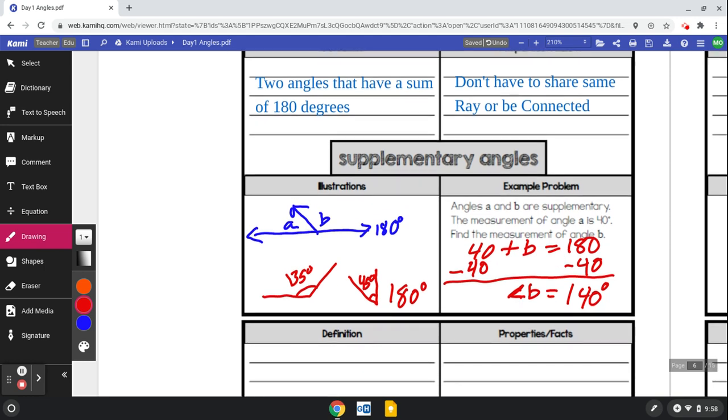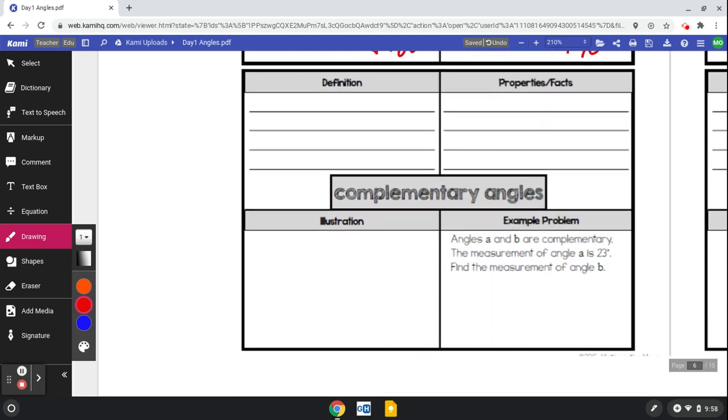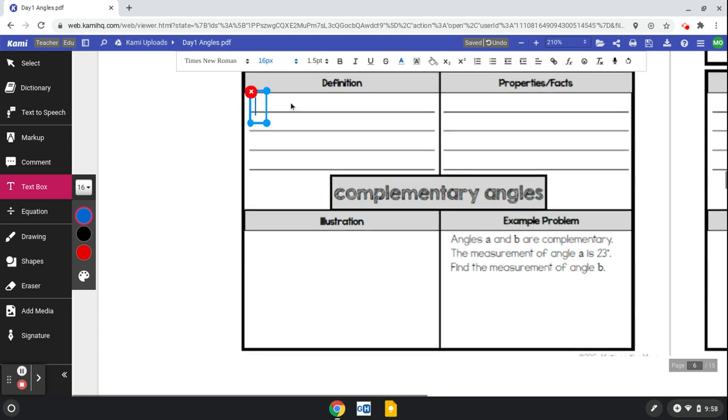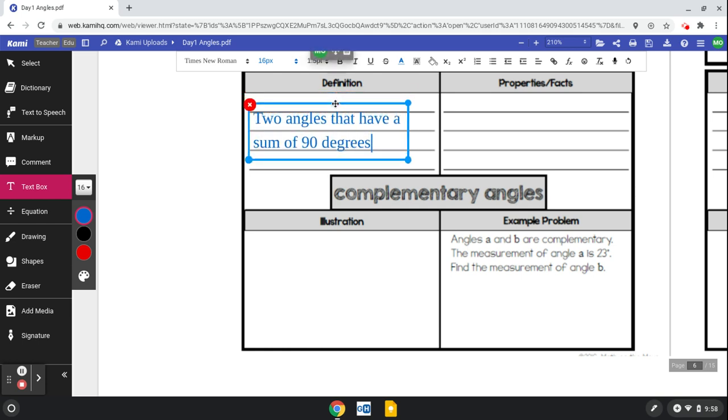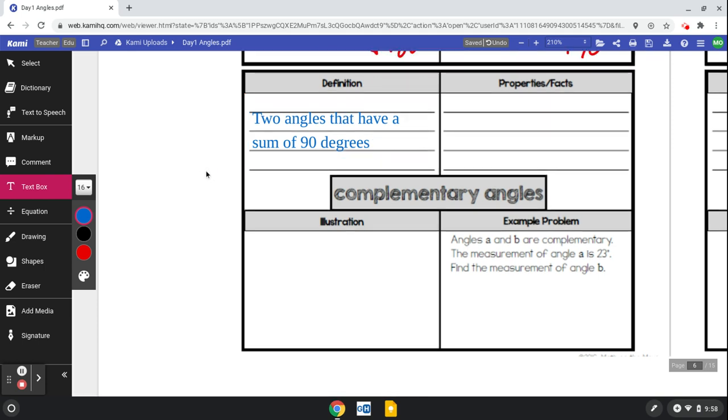Let's talk about another type of angles that talks about the measurement of them. Complementary angles. Okay? Kind of similar to supplementary, except it gets a different measurement this time. So this is two angles that have a sum of 90 degrees. Okay, so half of it. So they make a right angle.